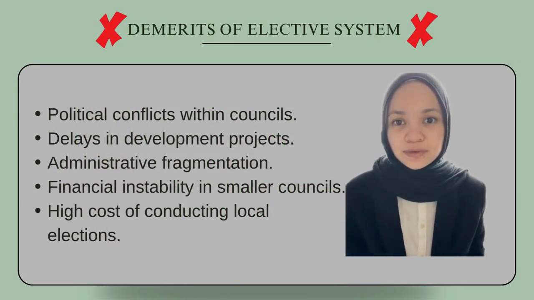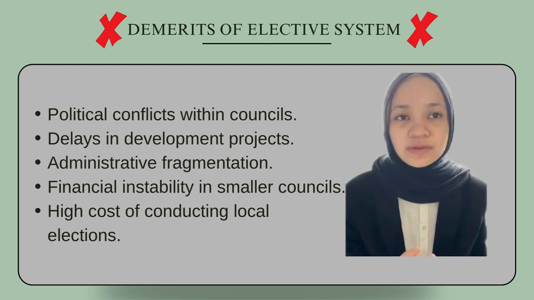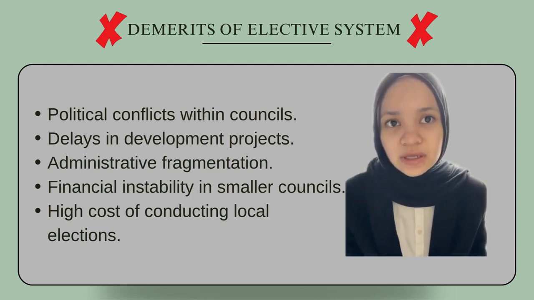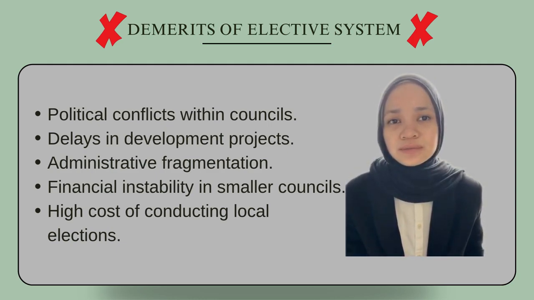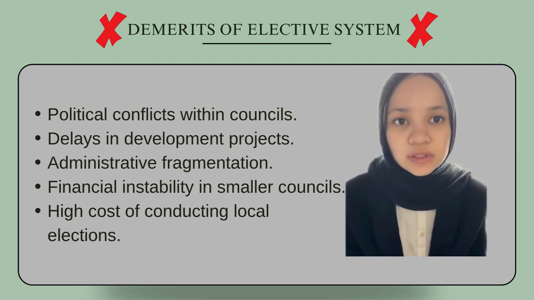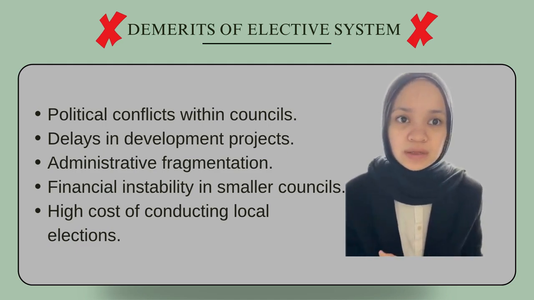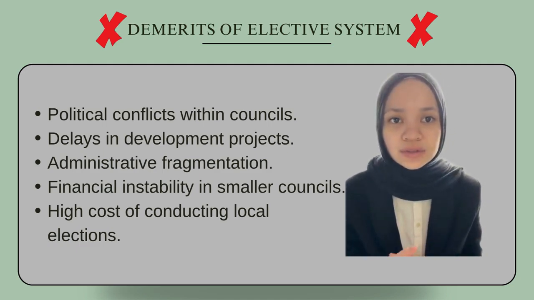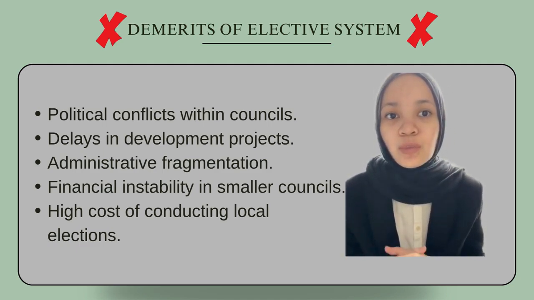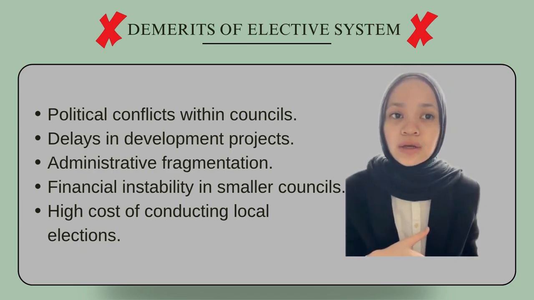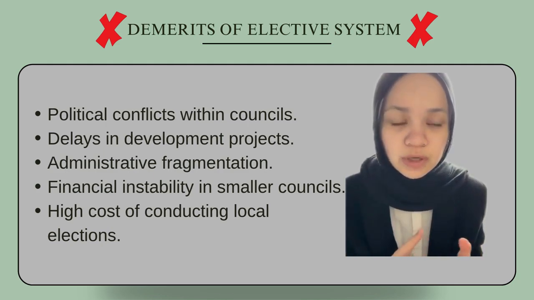So let's move to the demerits of the elective system. There are 5 demerits of the elective system. The first is political conflicts within the council, because councillors were elected through political parties. As a result, council meetings sometimes focus more on party interests than on solving the community's problems.